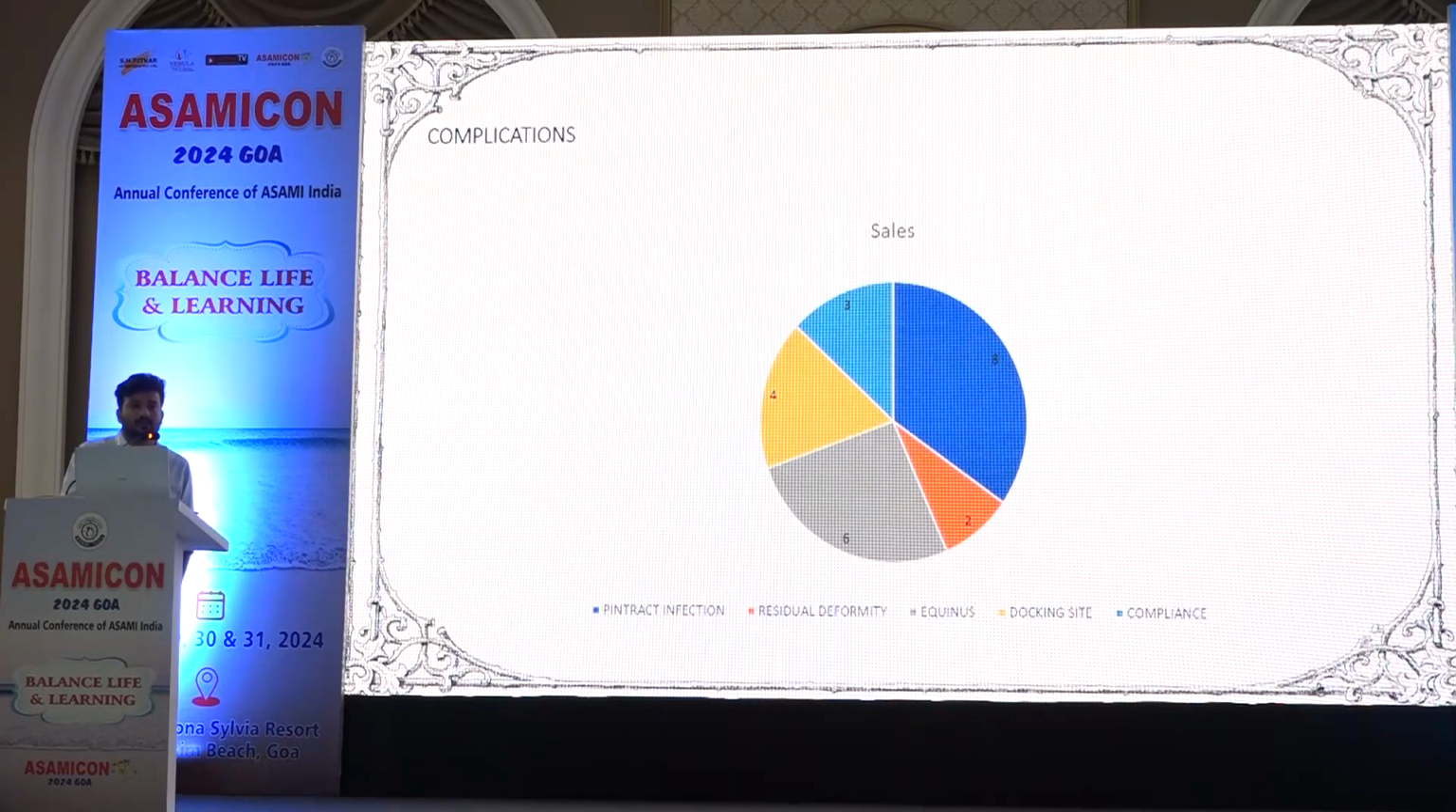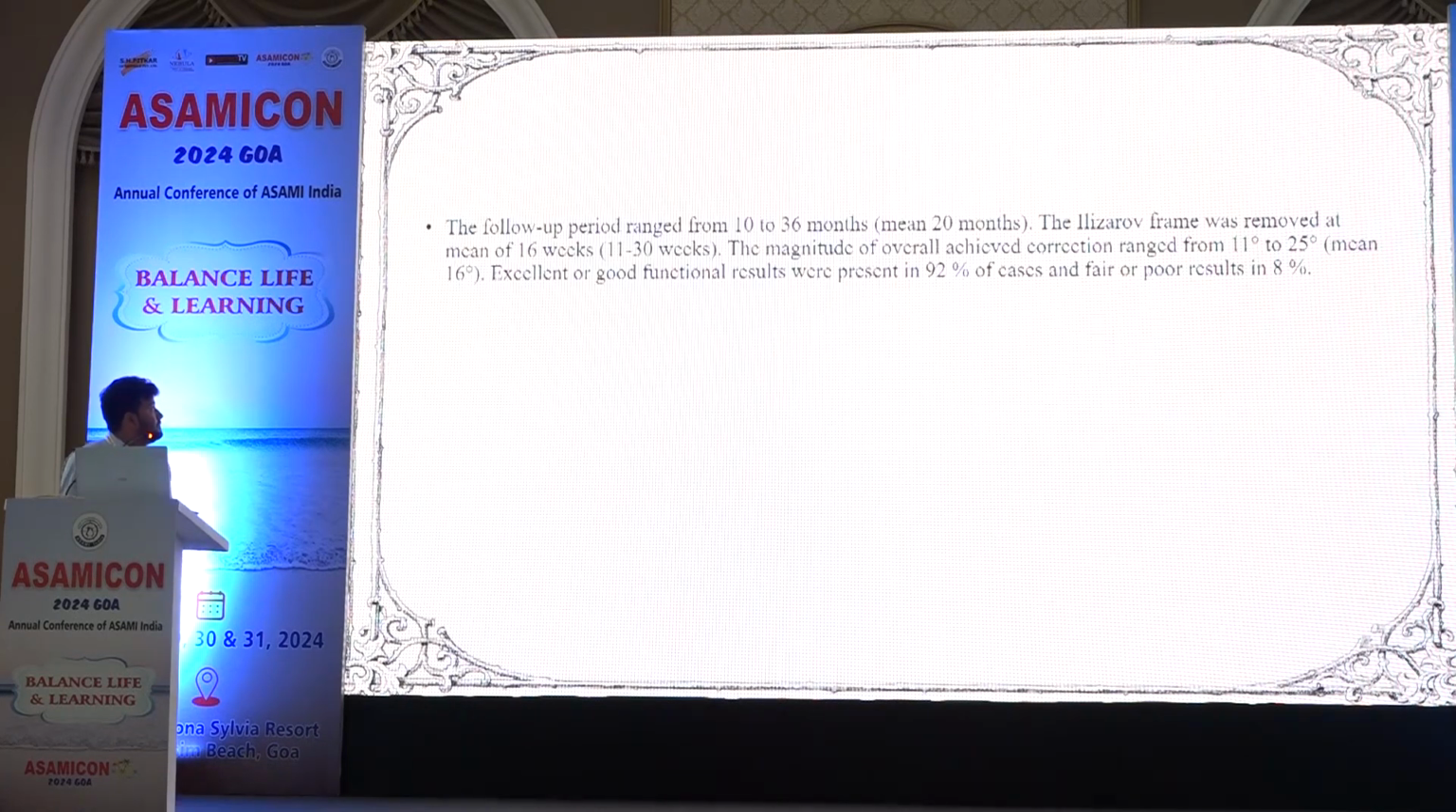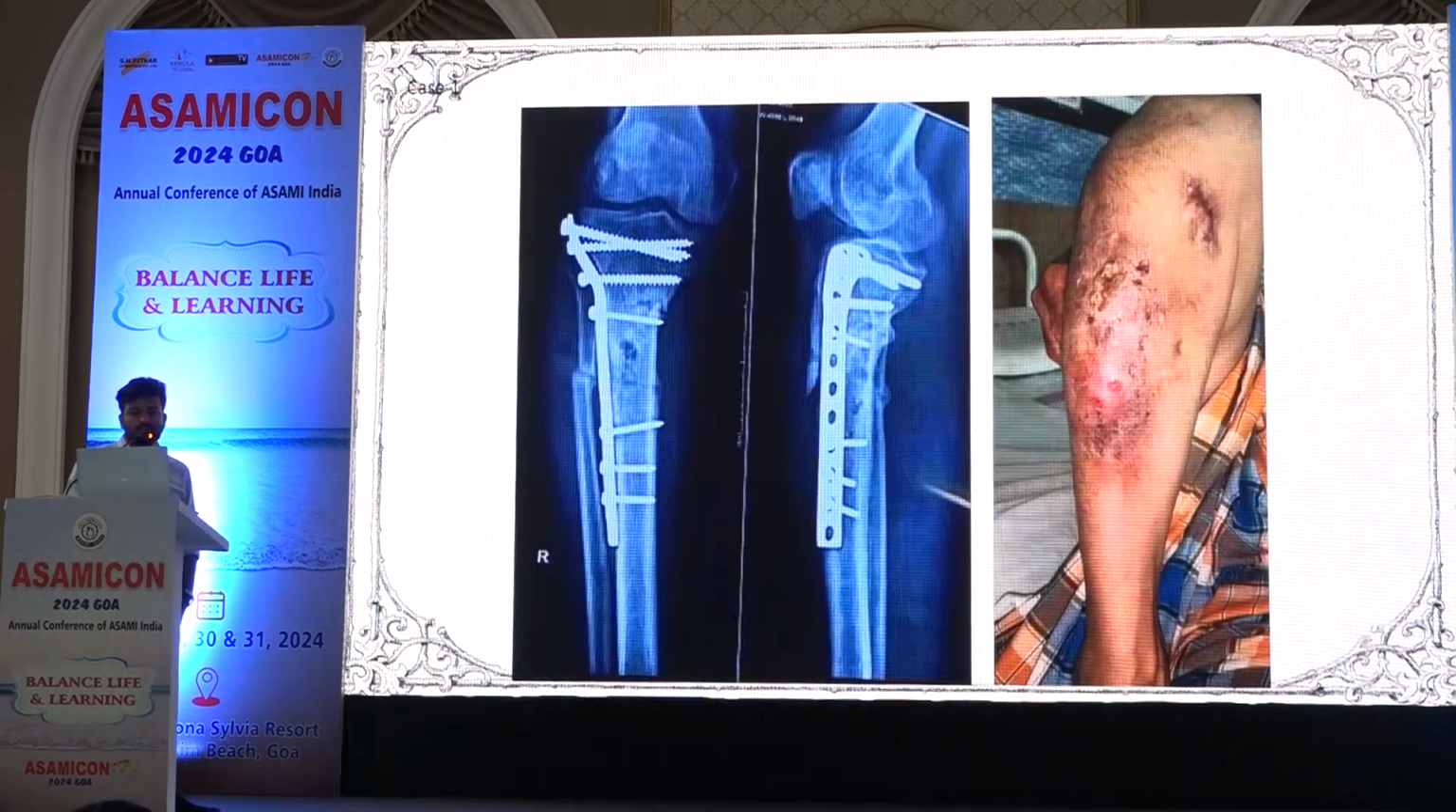So we found that after applying the Ilizarov, the complication was mostly pin tract infection, which you can see here. The follow-up period ranged from 10 to 36 months. The Ilizarov frame was removed at a mean of 16 weeks. The magnitude of the overall achieved correction ranged from 11 degrees to 25 degrees. Excellent or good functional results were present in 90% of the cases.